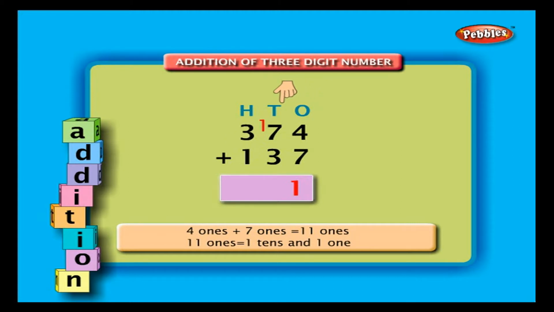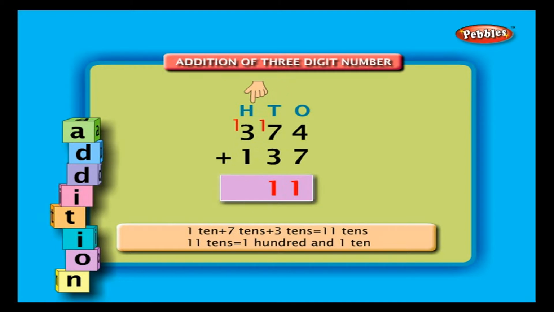Now add the tens column. 1 tens, which is the carryover number, plus 7 tens plus 3 tens is equal to 11 tens. 11 tens is equal to 1 hundreds and 1 tens. Write 1 tens below the tens column and carry over the 1 hundreds to the hundreds column.